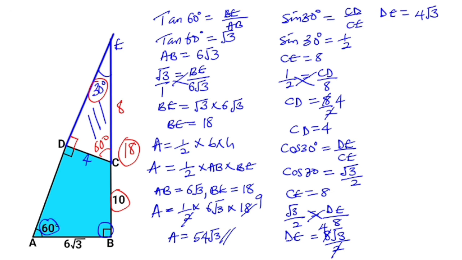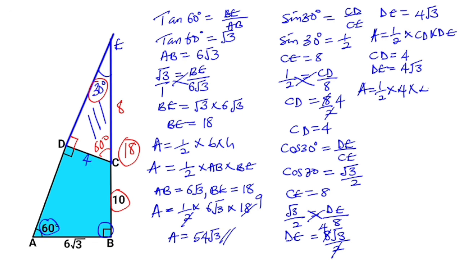Now, let's find the area of this smaller triangle, triangle CDE. The area is 1 over 2 times CD times DE. CD is equal to 4. And DE is equal to 4 square root of 3. If we plug in these values into the expression, we will have 1 over 2 times 4 times 4 square root of 3. 4 divided by 2 is 2, and 2 times 4 square root of 3 gives us 8 square root of 3.